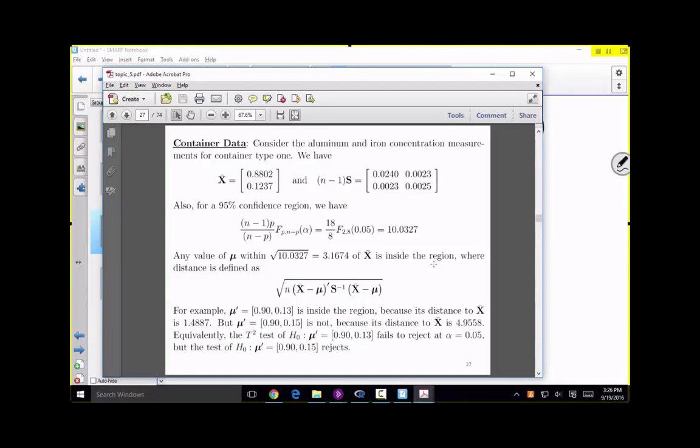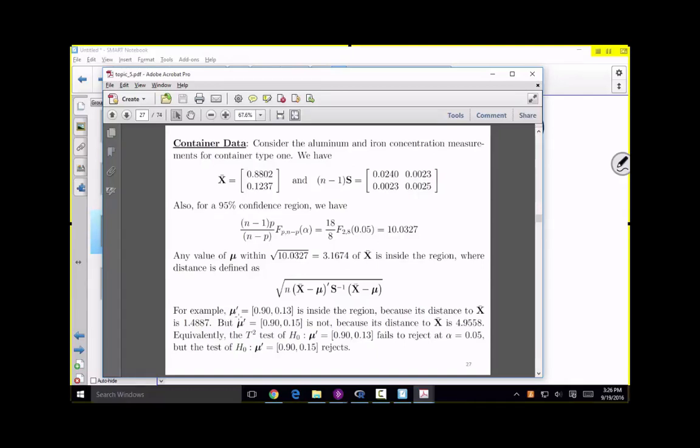All values of mu such that the statistical distance is 3.1674 or smaller is a plausible value for mu at 95% confidence. That's what we think about with confidence intervals and confidence regions. We're asking about plausible values for a scalar parameter, or in this case, a vector parameter. What we get is an actual region. In 2 dimensions, it's an ellipse.